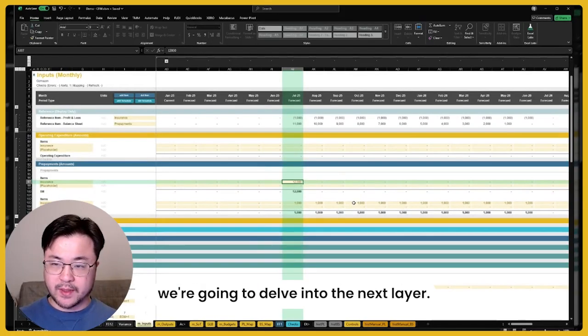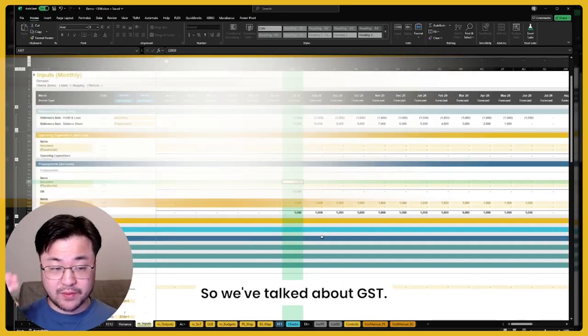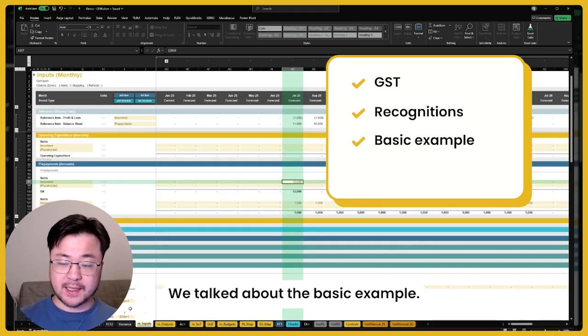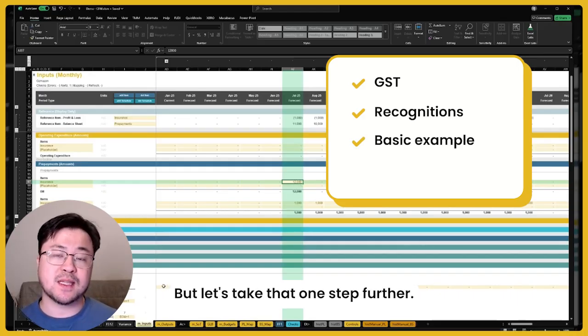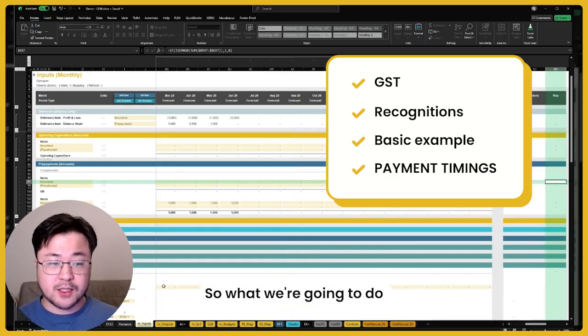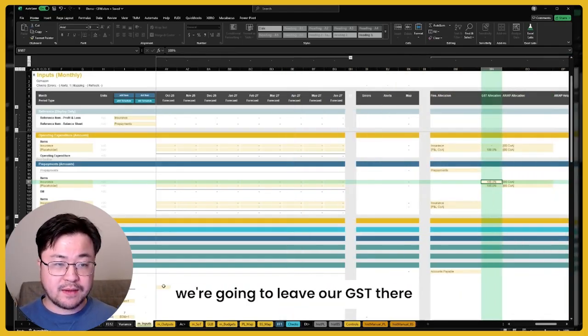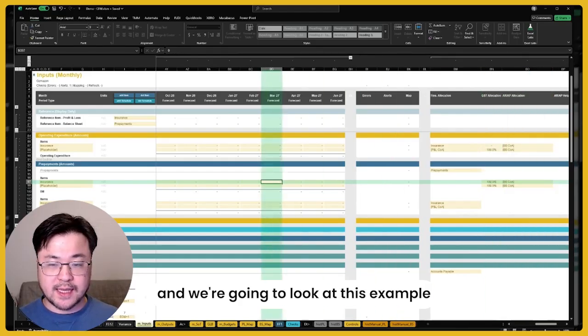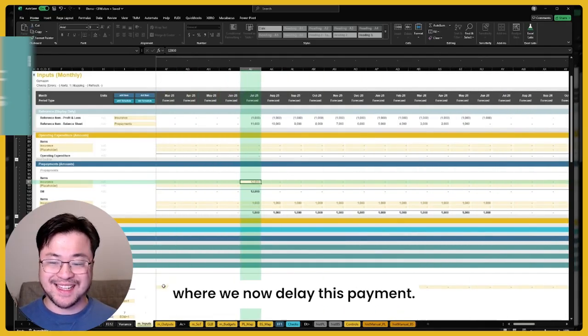Next part, we're going to delve into the next layer. So, we've talked about GST, we've talked about the recognitions, we've talked about the basic example, but let's take that one step further where payment timings are factored in. So what we're going to do, we're going to leave our GST there, and we're going to look at this example where we now delay this payment.